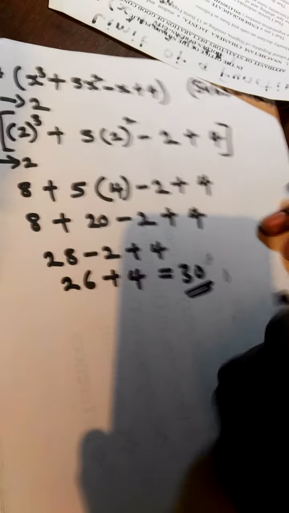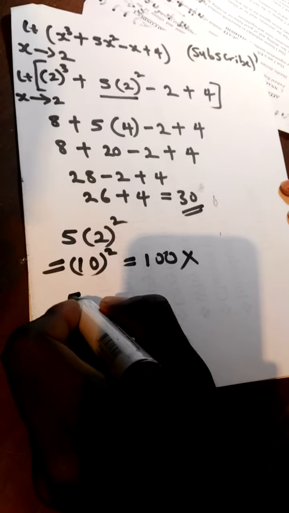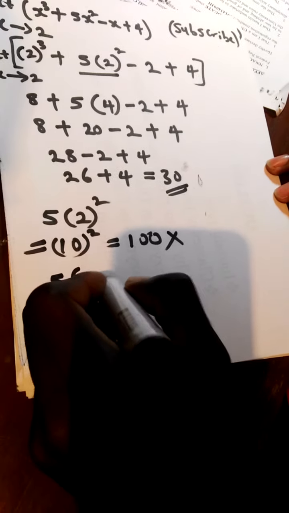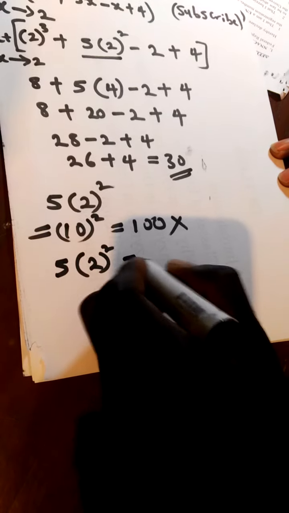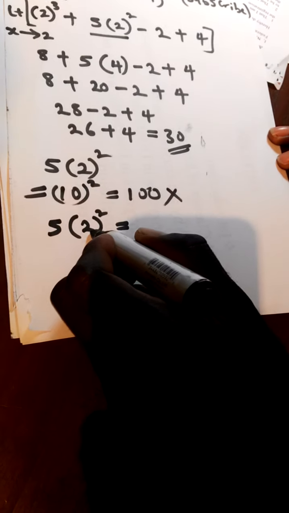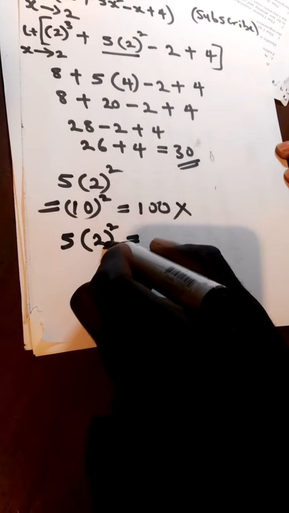Now don't make this mistake for this 5x to the power of 2. Some people might want to resolve this by saying 5 times 2 is 10, then 10 to the power of 2 is equal to 100. This is totally wrong. That's not the way to do it. Once you have 5x to the power of 2, the first step to take is to expand the bracket, to expand this thing first.